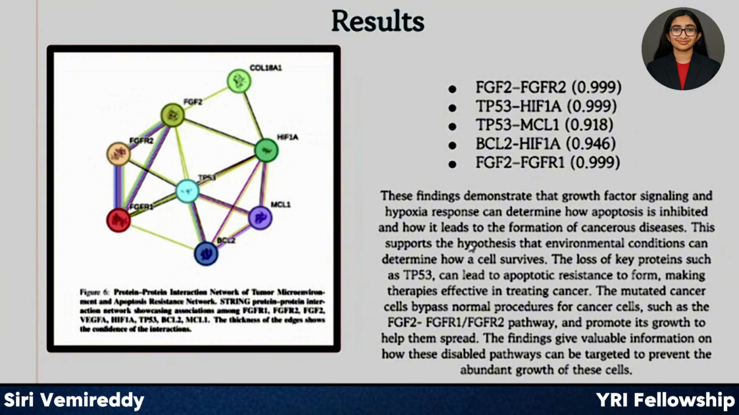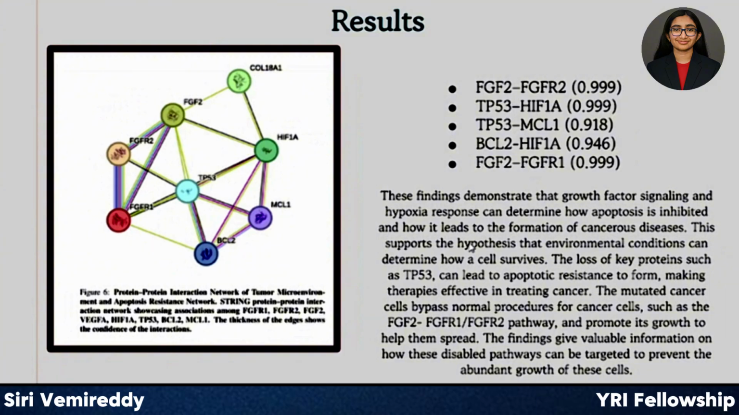And now for our last figure, figure 6, we have a protein-to-protein interaction network of a tumor microenvironment in an apoptosis-resistant network. And we utilize the proteins FGFR1, FGFR2, FGF2, VEGFA, HIF1A, TP53, BCL2, and MCL1. And these findings help demonstrate that the growth factor signaling in hypoxia response can determine how apoptosis is inhibited and how it leads to the formation of cancerous diseases. It supports the hypothesis that the environmental conditions can also determine how a cell lives.